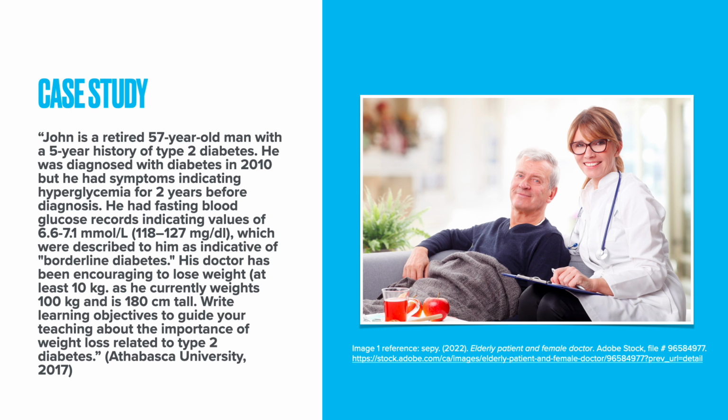Seen here is the patient profile. His name is John. He is 57 years old. He has a 5-year history of type 2 diabetes, and 2 years prior to that diagnosis, he experienced persistent hyperglycemia or elevated glucose. He currently weighs 100 kilograms and is 180 centimeters tall, which makes his BMI abnormal at 30.9. As such, his weight status will be classified as obese.